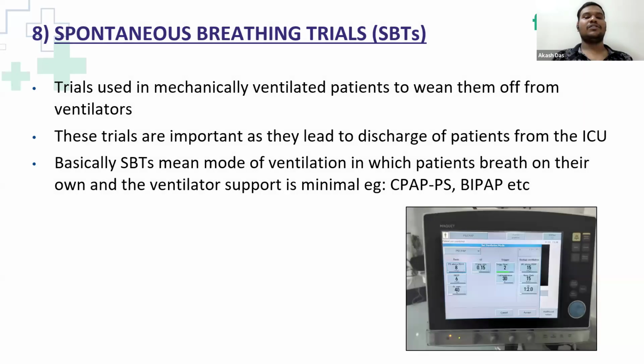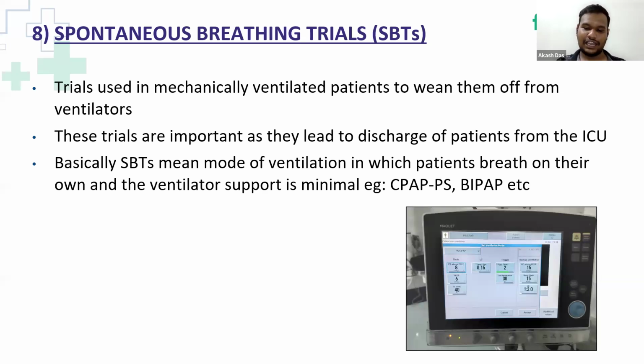Okay. So next are spontaneous breathing trials. These are the trials which are used in mechanically ventilated patients to wean them off from ventilators. Okay. So these trials are important because they lead to the discharge of the patients from the ICU. Basically, this is what you see.